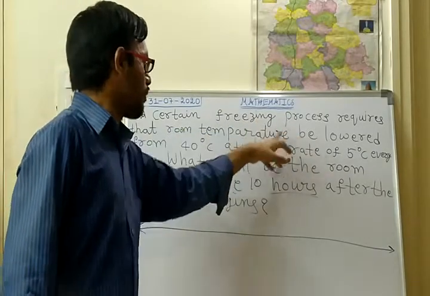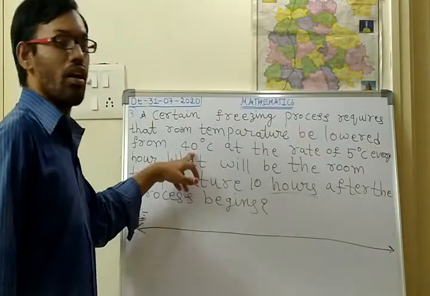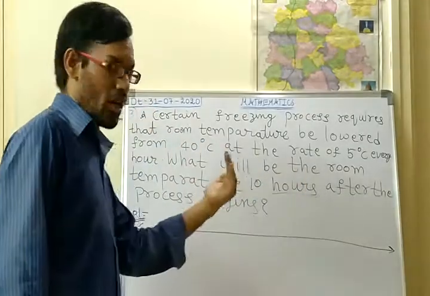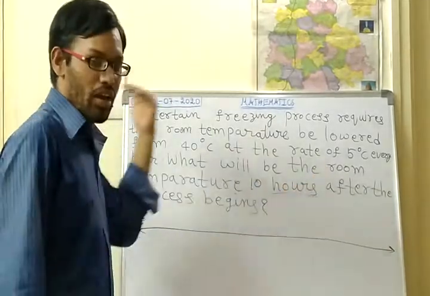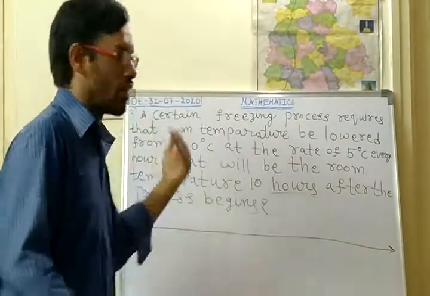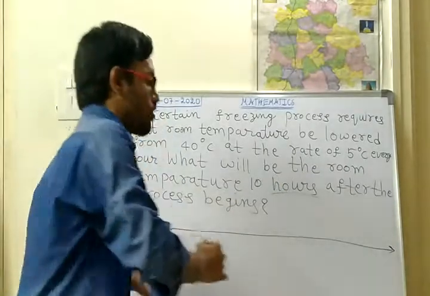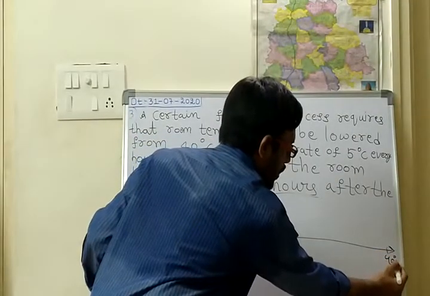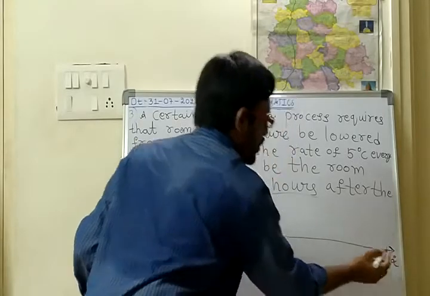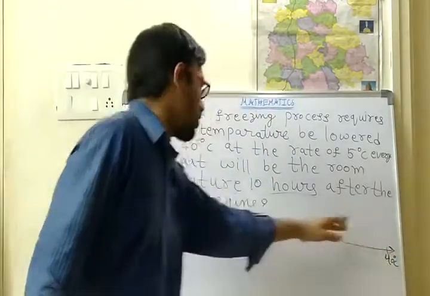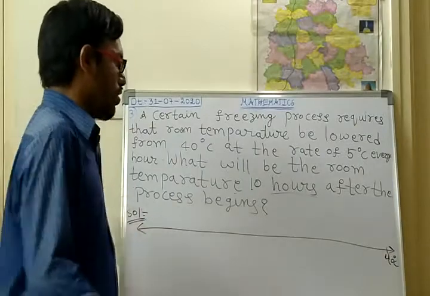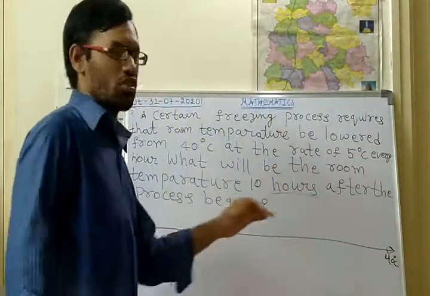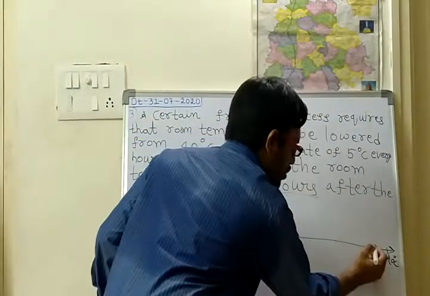The temperature should be lowered from 40 degrees centigrade. Lowered means decreased, and decreased means moving from right to left, so we move towards the left direction. Starting from here, I am writing 40 degrees centigrade. Starting from 40 degrees centigrade only, we have to move this side. After 10 hours, at the rate of 5 degrees centigrade you should change, so you should write minus 5.